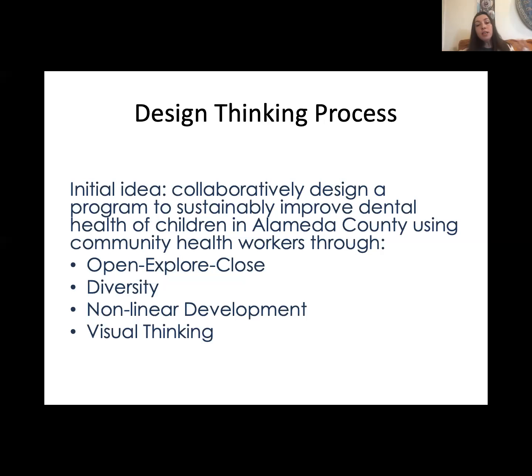And the rest of it, as well as care coordination and involvement of dentists, came later on. Part of that process is really to have the open, explore, close kind of process. You basically open it up, you brainstorm, and you look at it from different perspectives. You explore different options through having people who are in the group and are really from a diverse background.